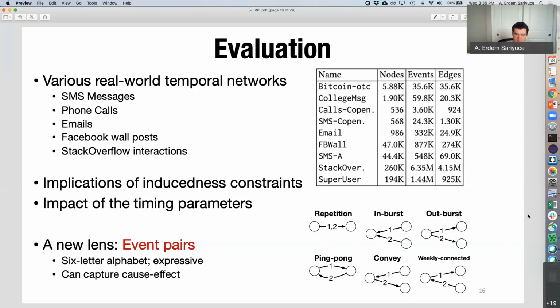But most of the things I'm going to call cause-effect are just observations. Those are not intervened experiments, only observations from the data.